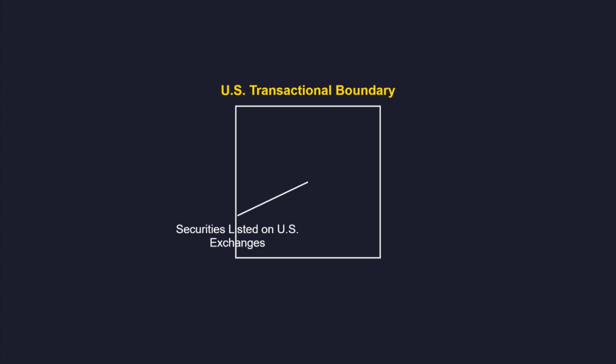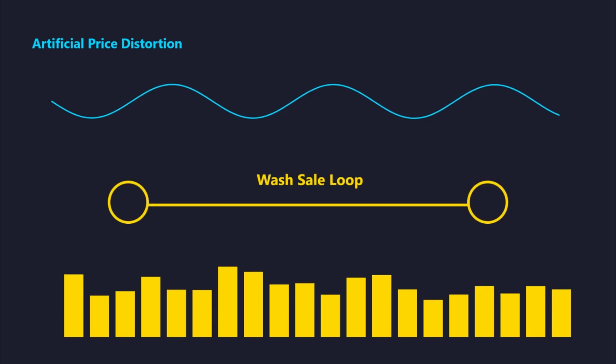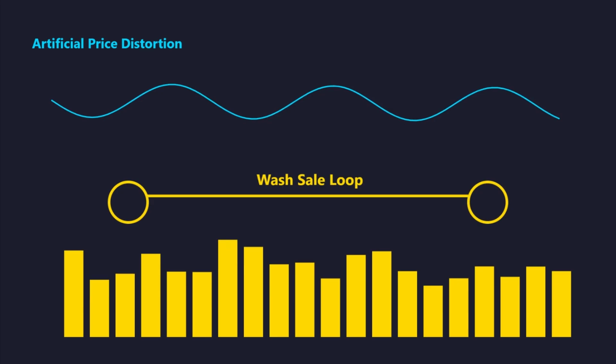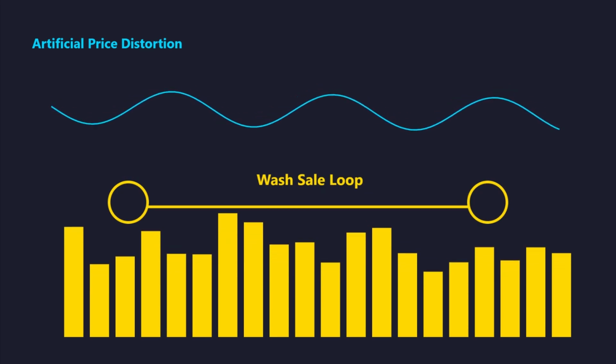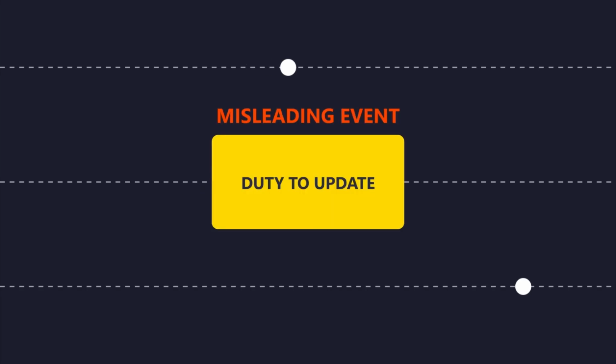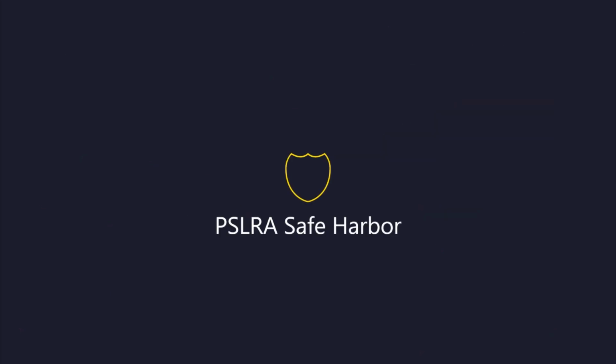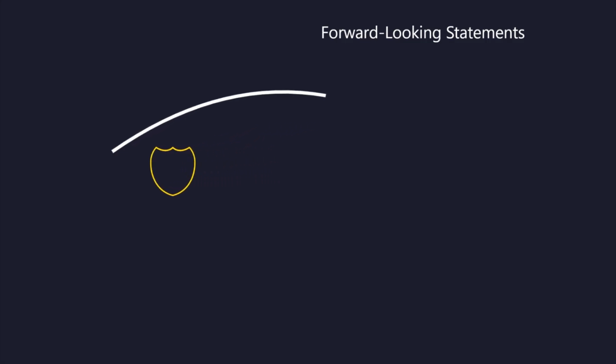Following the Morrison decision, Rule 10b-5 applies primarily to transactions in securities listed on United States exchanges or domestic transactions in other securities. Manipulation refers to practices intended to mislead investors by artificially affecting market activity, such as wash sales or matched orders. While there is no general duty to disclose all material facts, a duty to update arises if a prior statement becomes misleading due to subsequent events. The bespeaks caution doctrine may protect defendants if forward-looking statements are accompanied by meaningful cautionary language tailored to specific risks.